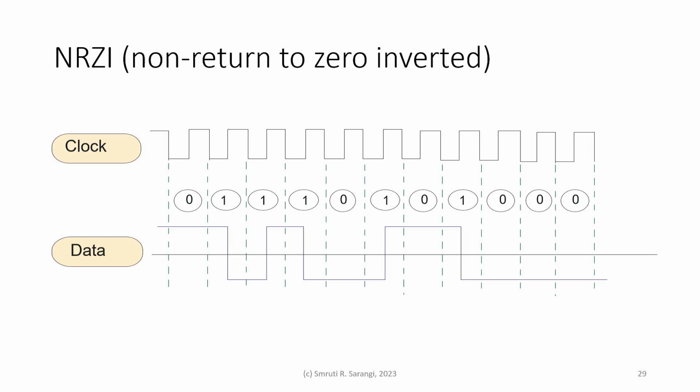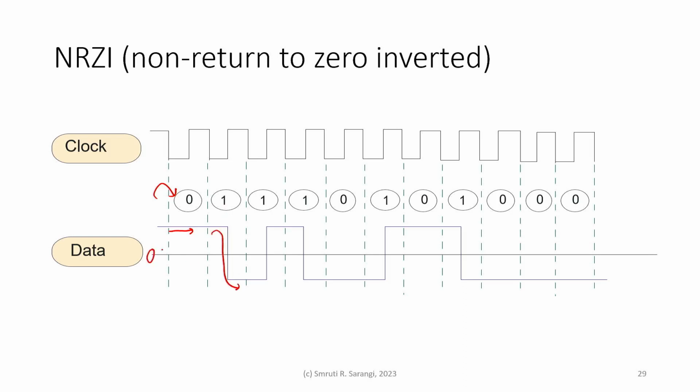What does it mean? We will have a clock, and the data sequence that I want to send is, let's say, 0111, 0101, 000. This is where I need your indulgence and your attention. If I am sending a 0, I just maintain the same voltage, I do nothing. If I am sending a 1, that is when I flip the voltage.